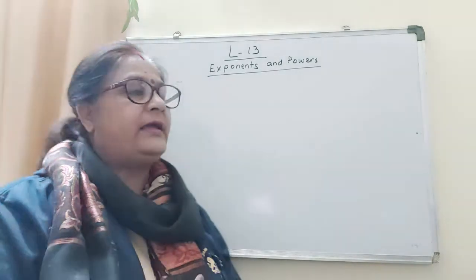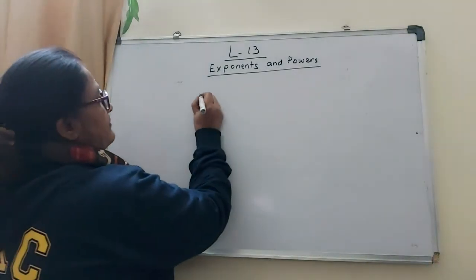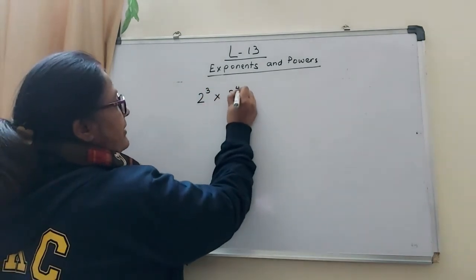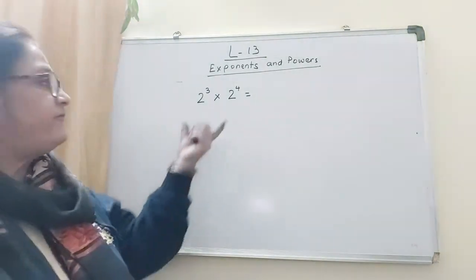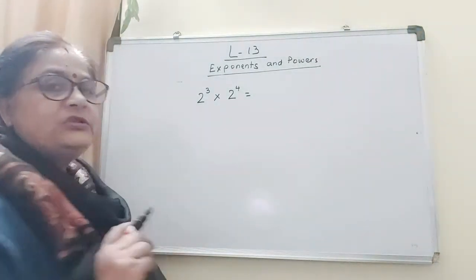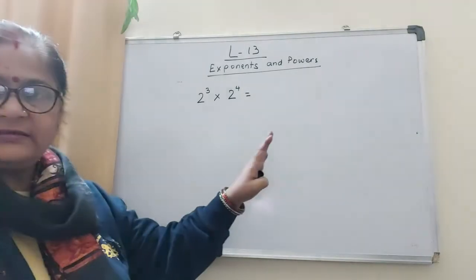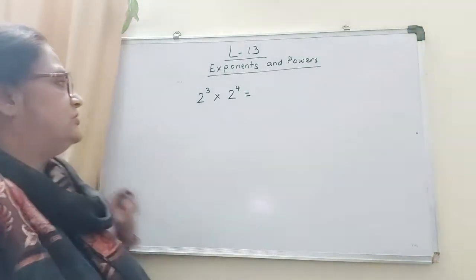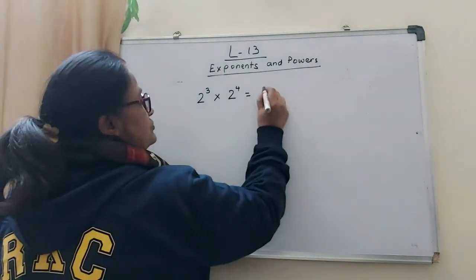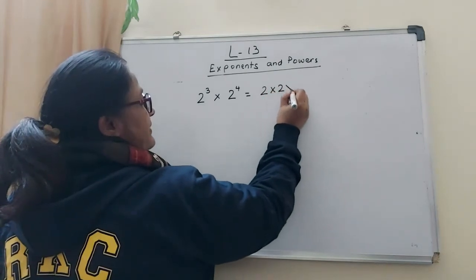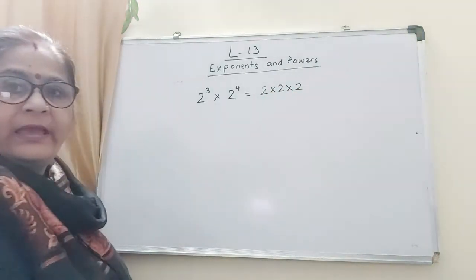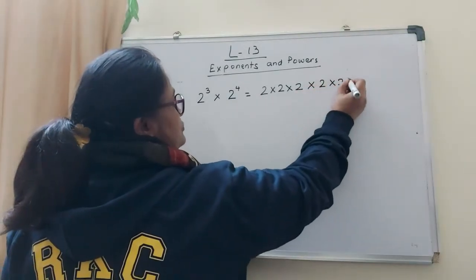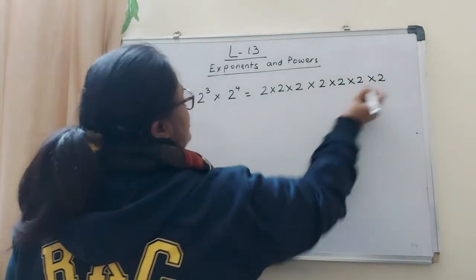Okay, I'll give you an example. Supposing I am multiplying 2 raised to the power of 3 with 2 raised to the power of 4. If I have to multiply this, what will I do? I'm going to expand it. Okay, let's not look into the answer. Let's see the process, how we are going to do it. So I'll expand it. 2 raised to the power of 3 is 2 multiplied by 2 multiplied by 2. And 2 raised to the power of 4 will be 2 multiplied by 2 multiplied by 2 multiplied by 2.